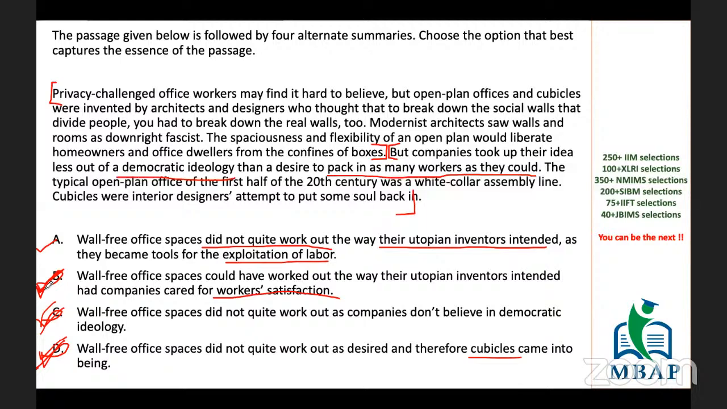Okay, coming to Manisha, I'm coming to your doubt as well. In that case, I have to go for the better one. Now coming to Manisha's doubt, exploitation is a little extreme? No, it is not. Why? It is clearly mentioned in the passage, as you can see, pack in as many workers as they could.